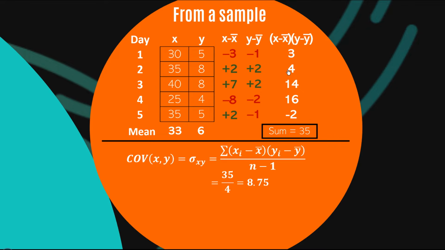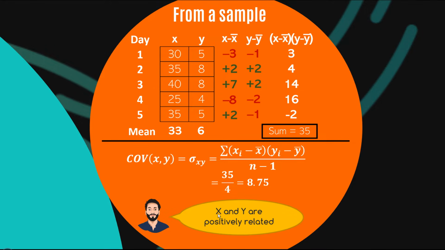But I hope you can see that if these numbers in the final column were mostly negative, we'd actually get a negative sum and therefore a negative covariance. So with that, we can say that x and y are positively related. Unfortunately, this won't tell us the strength of the relationship. All we can tell is that it's positively related.